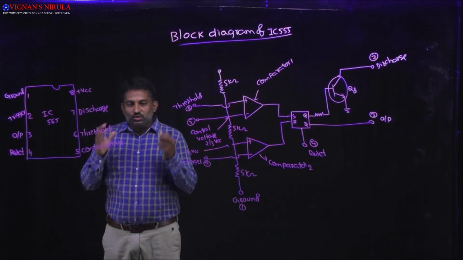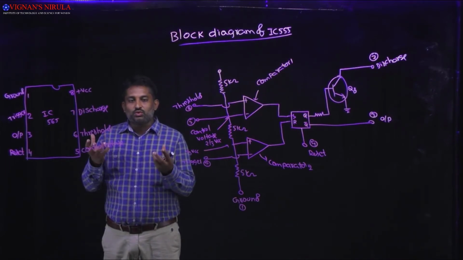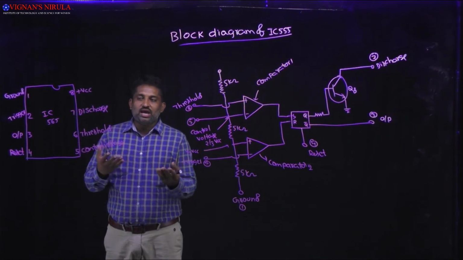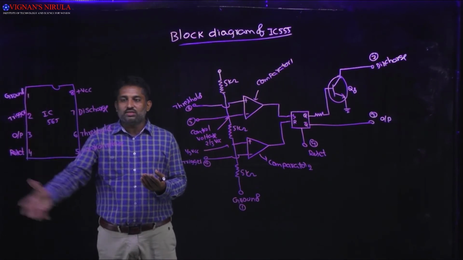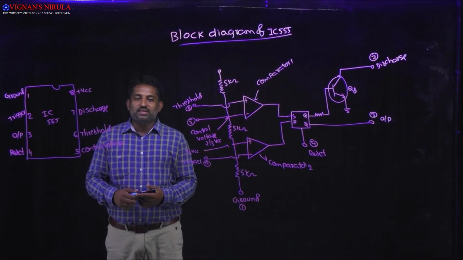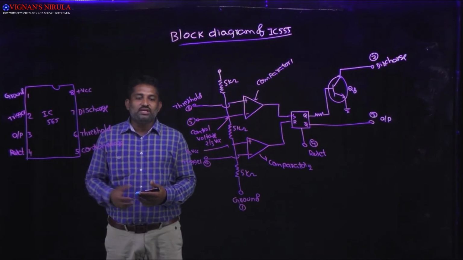Okay, the main use of an IC is that, without knowing the internal architecture of the IC, we can easily use the ICs by knowing all these 8 pins. Now I am going to explain each and every pin in detail.